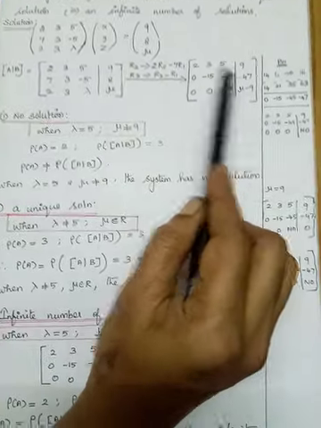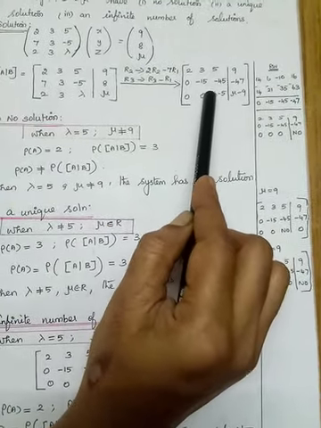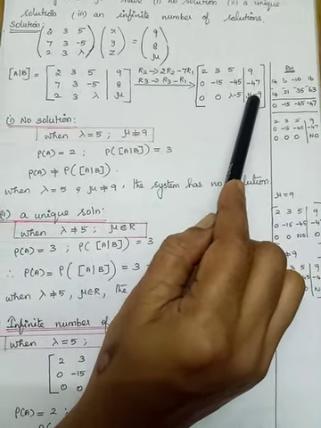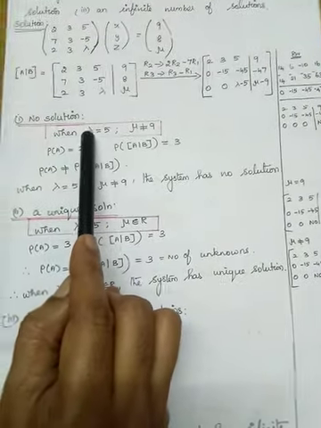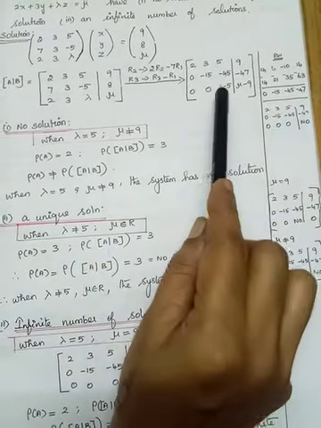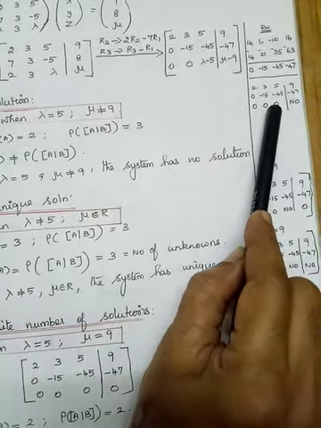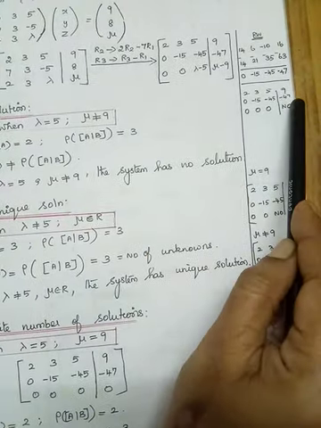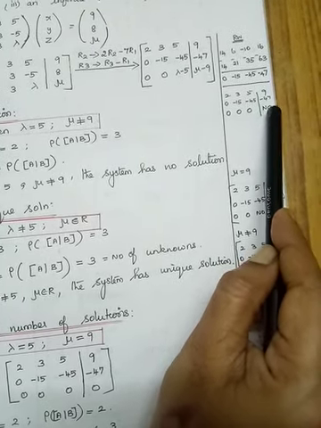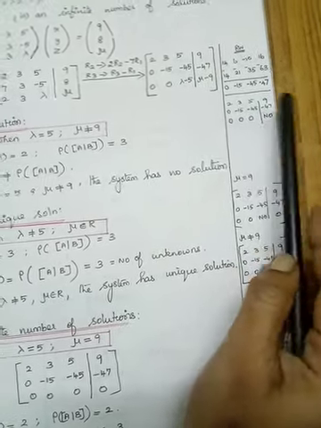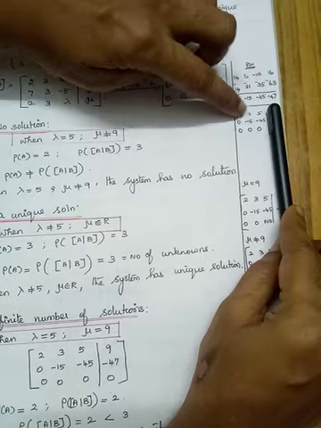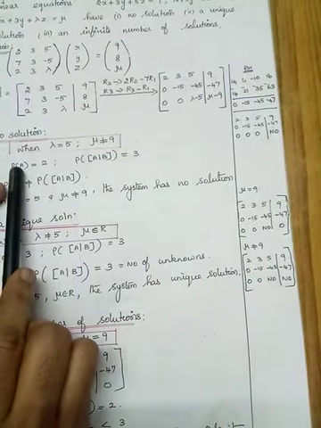So to bring no solution, this lambda minus 5 place should be 0 and this place should have a number. So for that I am giving the condition lambda is equal to 5 and mu is not equal to 9. You look at this. When lambda is equal to 5, this place will become 0. When mu is not equal to 9, you will have some number here. Hiding the fourth column, how many non-zero rows are there? You will have 2 non-zero rows. Therefore rank of A is equal to 2.